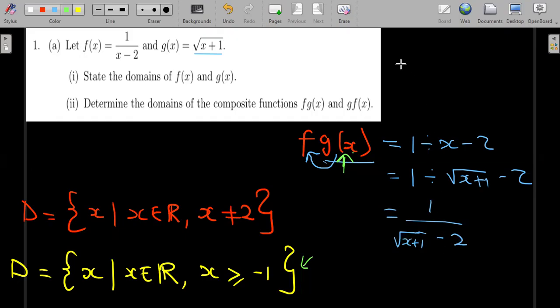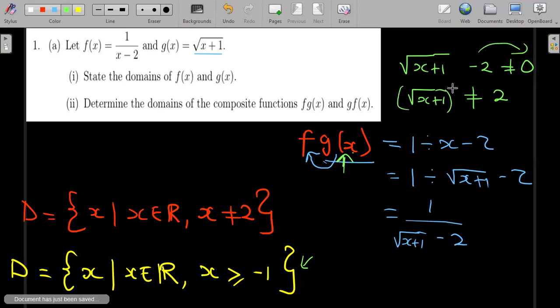So what are we going to say? We're going to say the root of x plus 1 minus 2 should not be equal to 0. And then from here we solve for x. So the root of x plus 1 should not be equal to, we take this to the other side, it becomes 2. Then let's square both sides. If I square this side and also this side, here I'm going to have x plus 1 is not equal to, when I square this 2, I get 4.